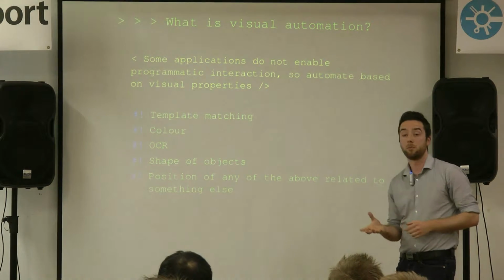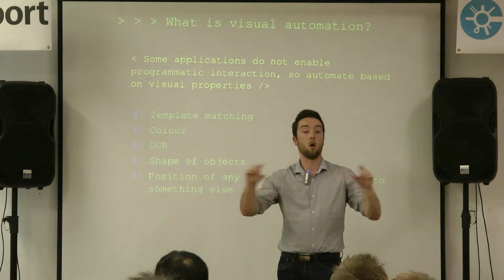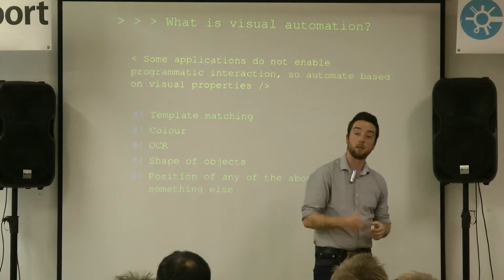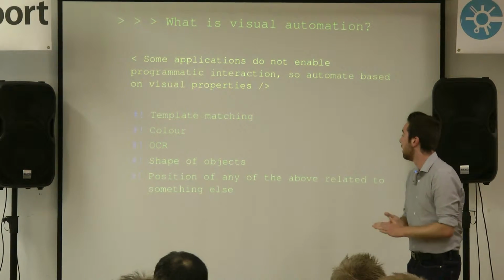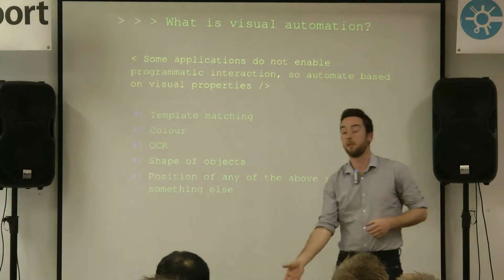We've got the shape of an object, so the shape and size. Is it a long thing? Is it a tall thing? Is it a square thing? Using its shape, you can say, get me the square thing, get me the long thing, click on that. And we've got the position of something, so get me the topmost thing, get me the bottommost thing.